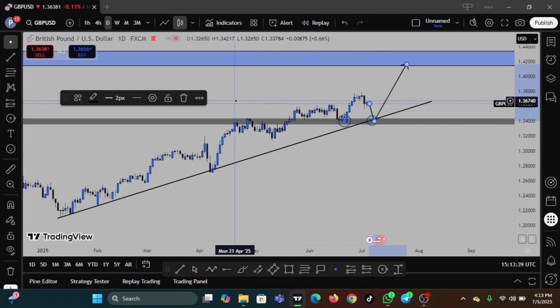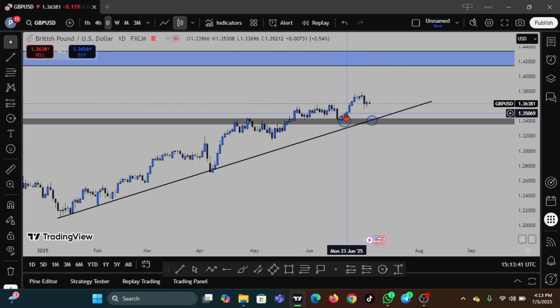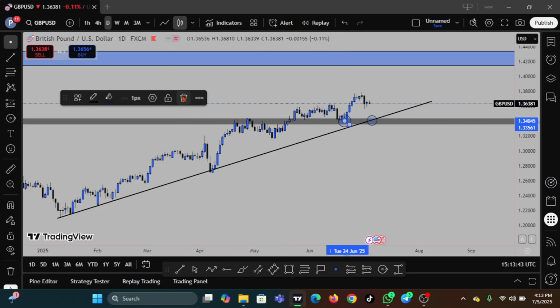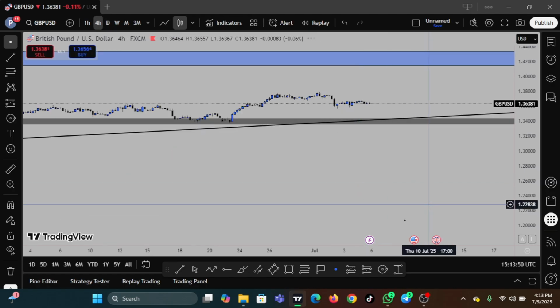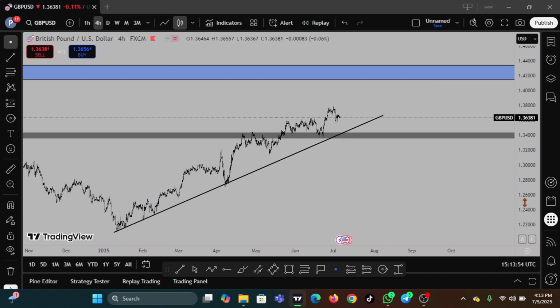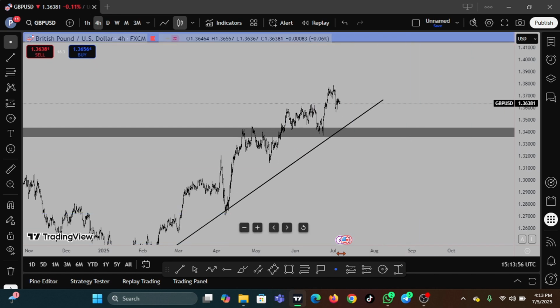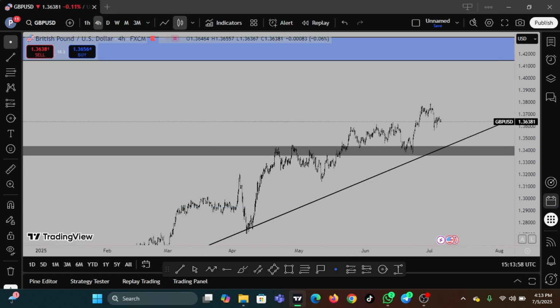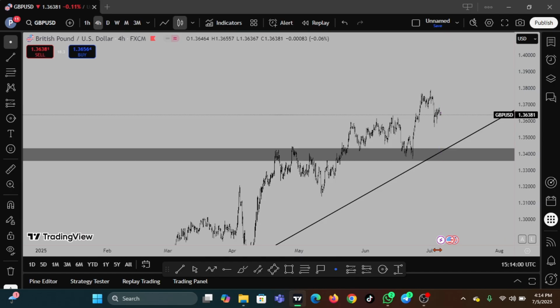Our entry is usually on the 4-hour or the 1-hour chart. That is where I take my entry. I always take my entry from the 4-hour or the 1-hour time frame. So from this point here now, I'm expecting a pullback down to the trend line.